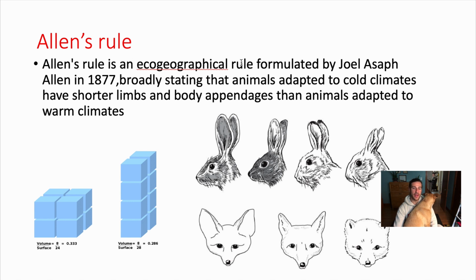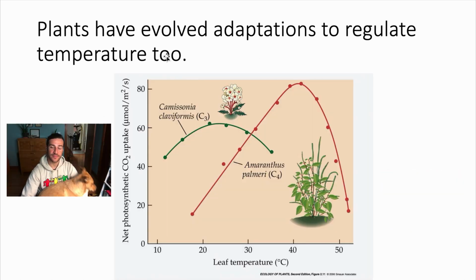And Allen's rule states that animals adapted to colder climates are going to have shorter limbs and body appendages than animals adapted to warmer climates. So oppositely, animals that are living in warmer climates are going to have larger body appendages to dump more and more heat. And yeah, they're going to have larger surface to volume ratios compared to their counterparts that live in cooler climates.